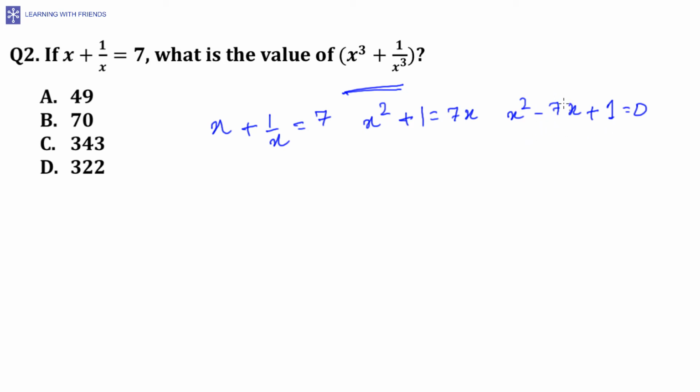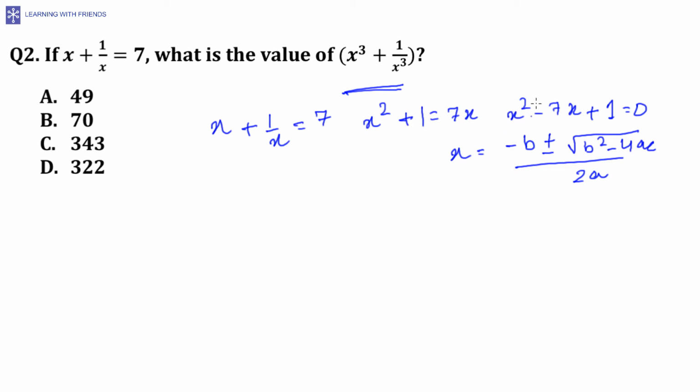Because this is a huge number, 7, your only option is to use the discriminant formula. What is the discriminant formula? Minus b plus minus under root of b square minus 4ac divided by 2a. The discriminant formula uses the coefficients.